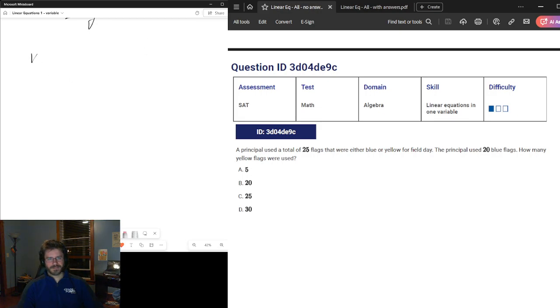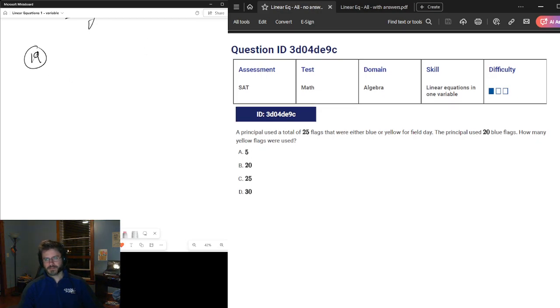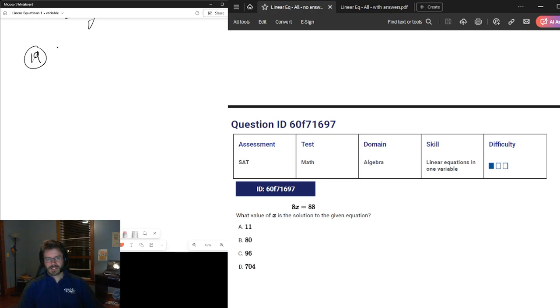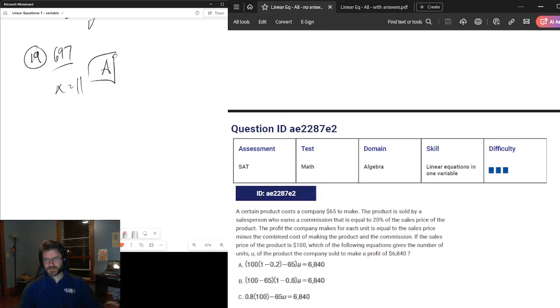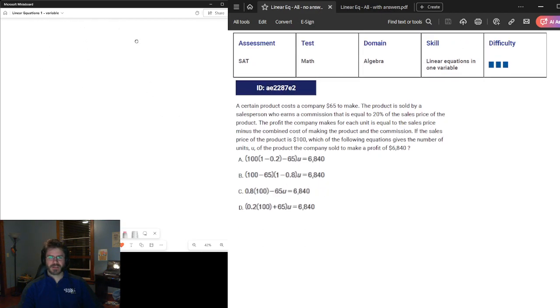19. 697. X equals 11. You blink at it and you get the correct answer on that one. Yeah, I don't know what to say there. Just divide the 8, dang it. 20. Man, we had some real hard ones, but then we have some real easy ones in this category.